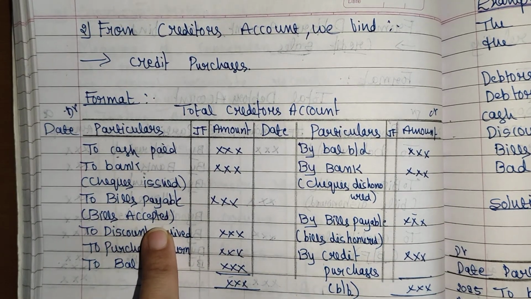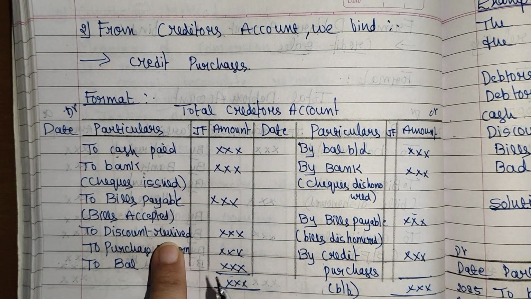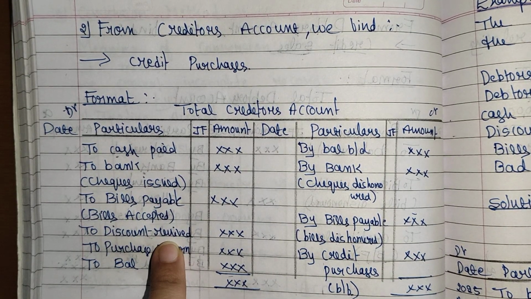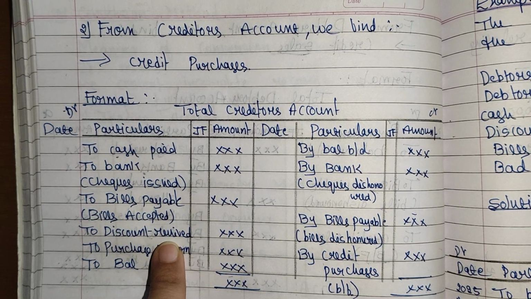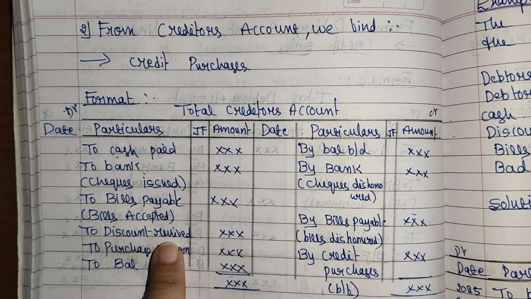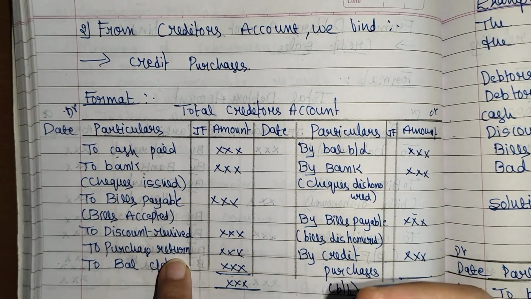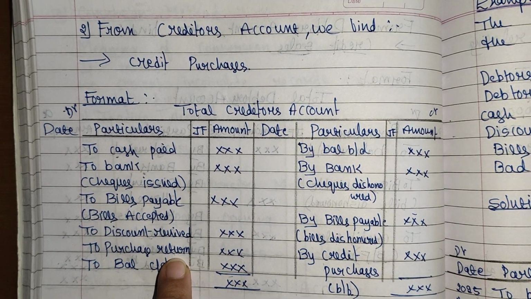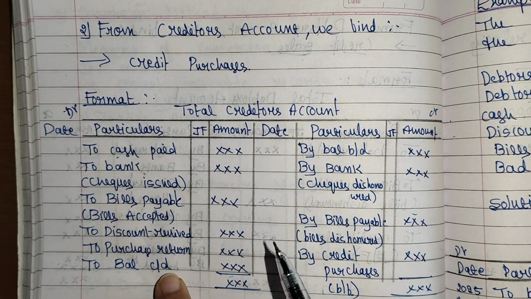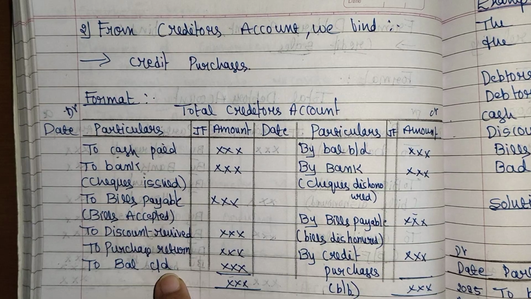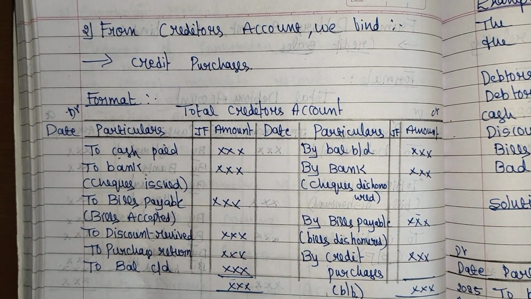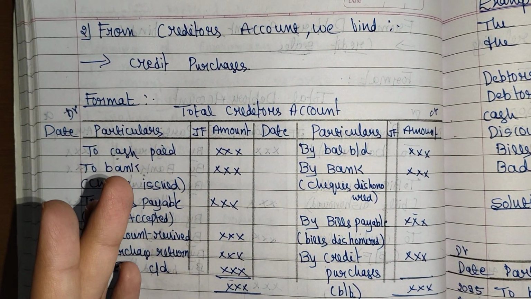To discount received means the supplier gives a discount. Then the business pays a lesser amount, which means liability reduces. To purchase return means goods returned to the supplier. The business returns goods to the suppliers, so the amount payable reduces. Next one, to balance carried down means the amount payable at the end, still unpaid to the suppliers.